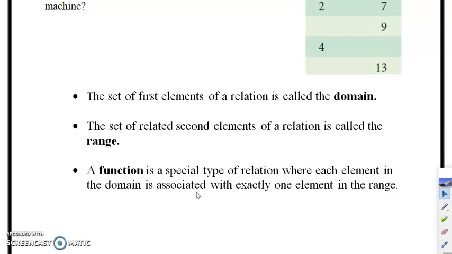Okay, so a function is a little bit different than a relation. It's a special type of relation because each element in the domain is associated with exactly one element in the range. So this is a definition. I remember this from my high school teacher: for every value of x, there's only one value of y. Just remember that, and it'll stick with you, and you'll always understand what a function is. For every value of x, there's only one value for y.